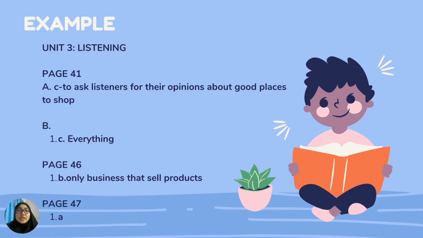Okay, you write the title as Unit 3 Listening, and then you write the page. For example, page 41. A, just write the answers like this. And then you proceed to B, and number 1, C, everything. Continue with 2, B, and so on. And then go to page 46. Write number 1, B, and the answers. Okay? And I hope you will be able to submit the task today. If you did not manage to get the answers, you can always rewind the video until you get the answers. And please submit to me later.